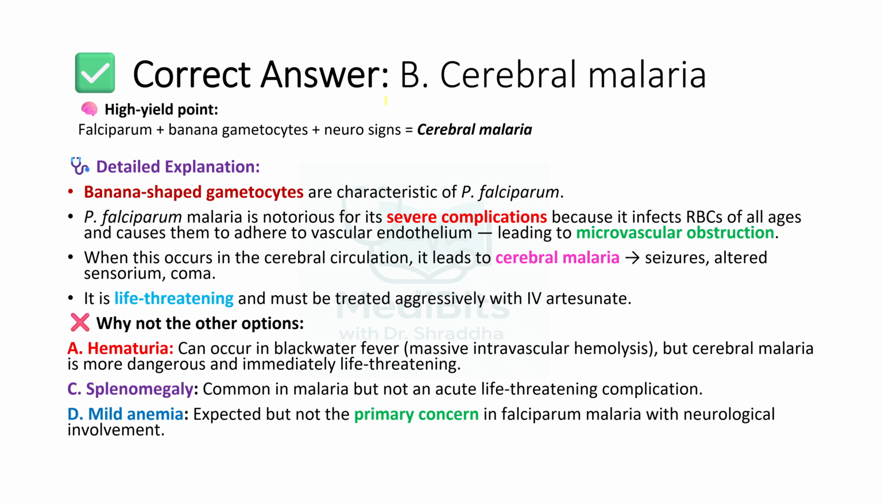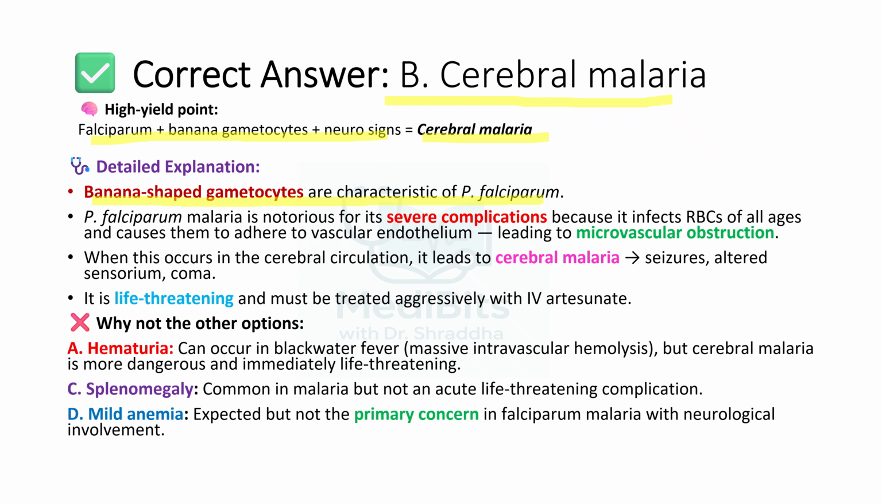So here the correct answer is B, cerebral malaria. Remember students, falciparum plus banana gametocytes plus neurological symptoms is equal to cerebral malaria. So the detailed explanation consists of banana shaped gametocytes are characteristic of falciparum.